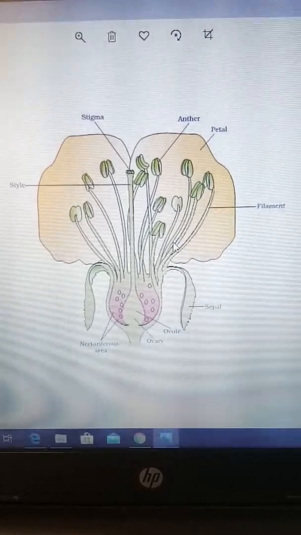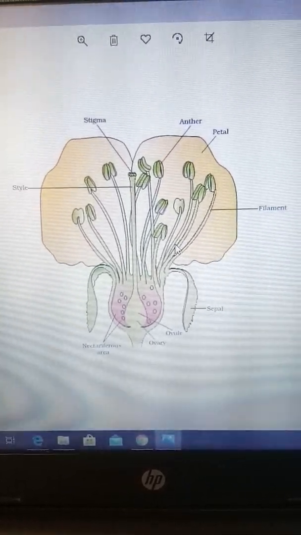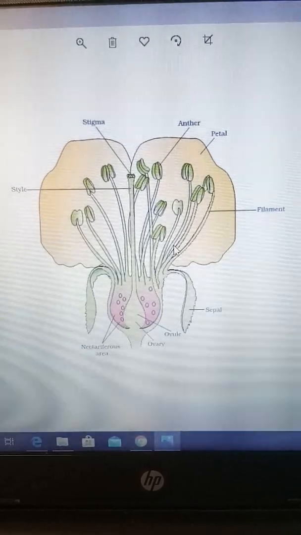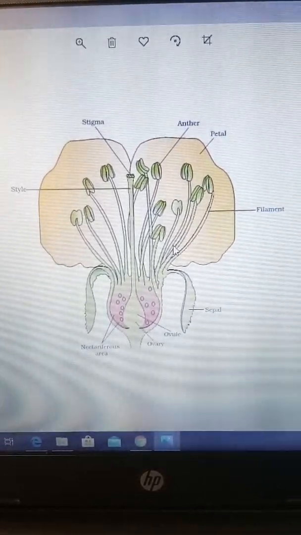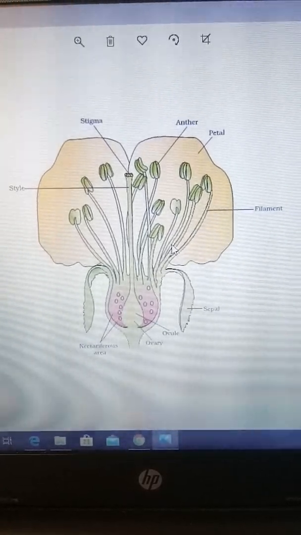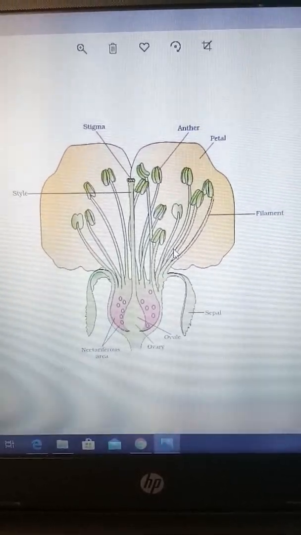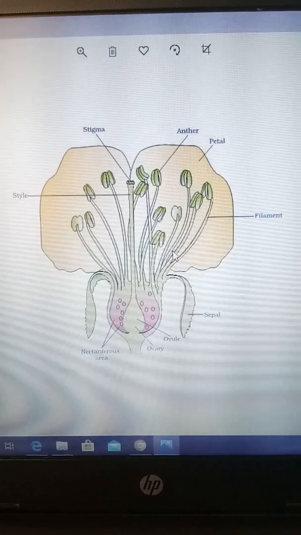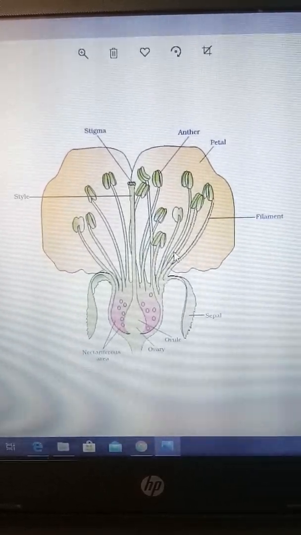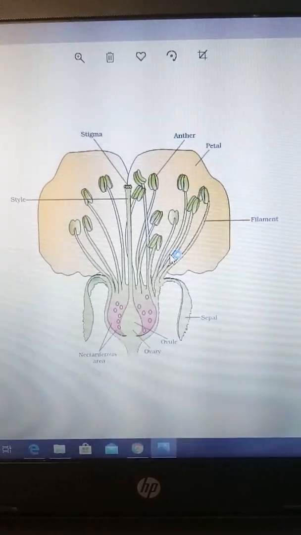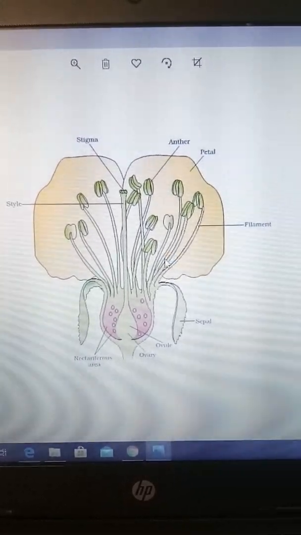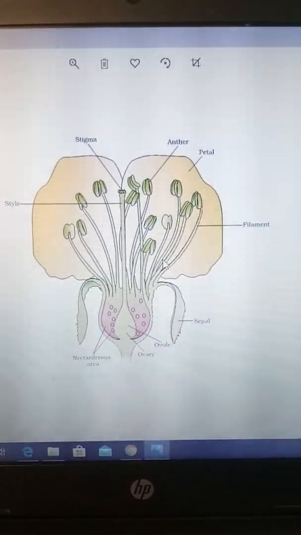Good morning, students. So here we are going to start this second chapter, that is sexual reproduction in plants. The very first topic of this chapter is structure of flower. So here you can see is displayed the flower, and the various parts of the flower are labeled. This you have read in class 10th, so it is not much difficult. So let us just revise the structure of flower.